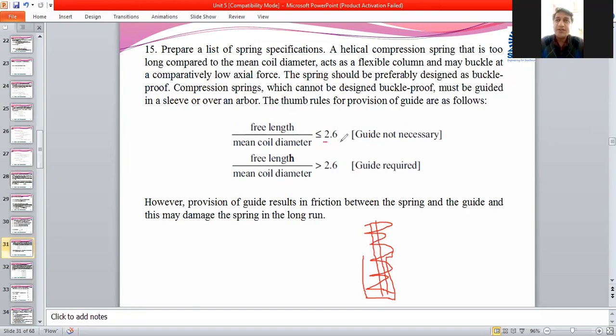The criterion for deciding it is the free length divided by the mean coil diameter. This is a dimensionless quantity. If it is less than 2.6, then a guide is not necessary. If it increases beyond 2.6, guides are provided from the inner side or from the outer side. Got it?